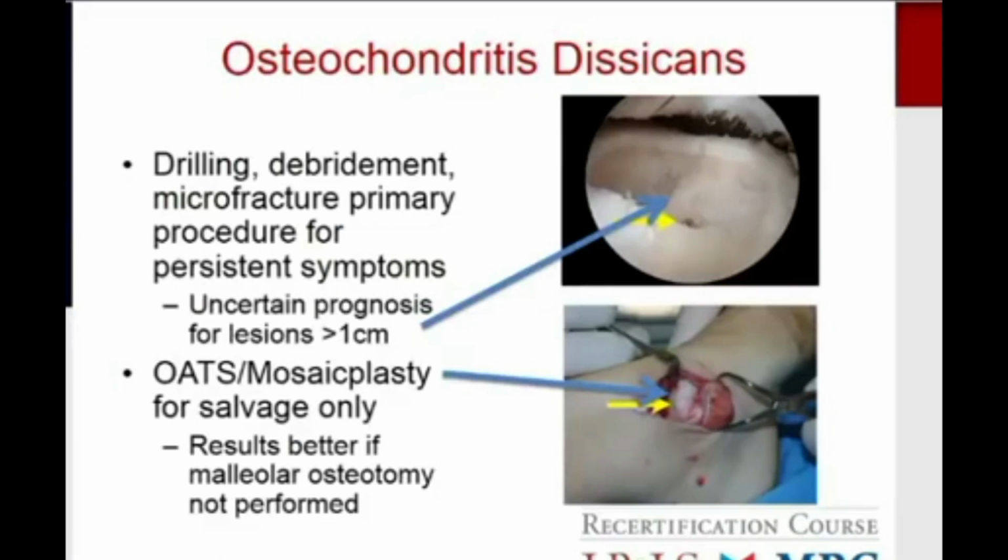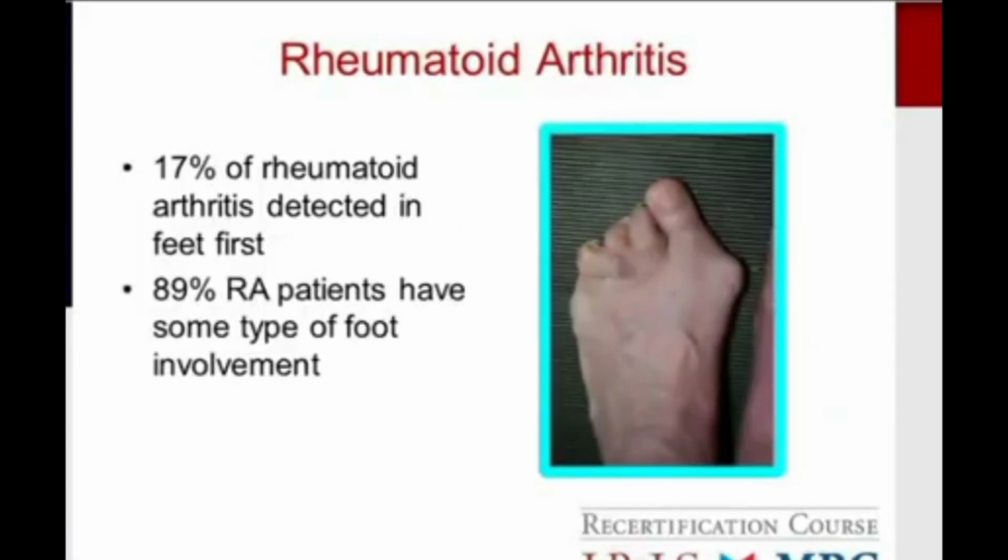The final topics are two systemic diseases, the first being rheumatoid arthritis. We recognize that 17% of all rheumatoid arthritic patients are detected in the foot first. That's why this matters. If you see someone with foot pathology that's severe like this, consider rheumatoid arthritis as a part of your primary diagnostic modality.